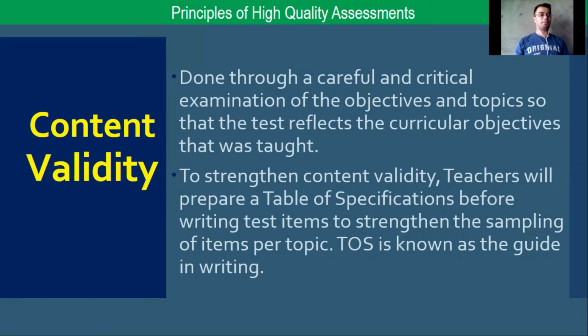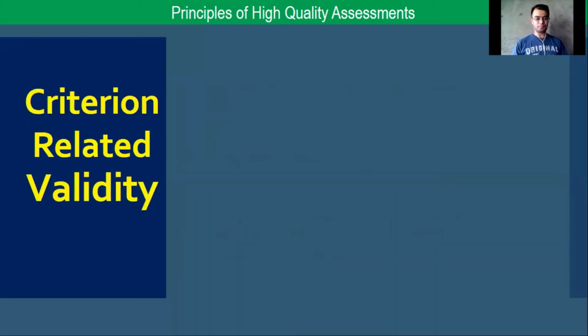Topic 2, these are the number of items. If we are not going to prepare the TOS, it could be that most of our items in the test are distributed only in topic 1. Topic 2, there are 2 items. Topic 3, it's only 3 items. So if we are going to use the TOS, we will be able to distribute the number of items all throughout the topics. That is why it is a guide in test writing.